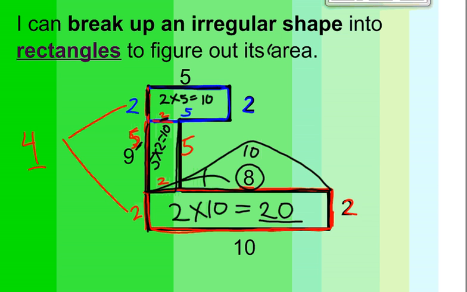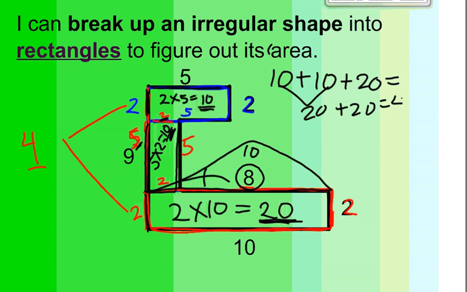Now I'm not done. What I have to do is I want the whole area of the entire shape. So I'm going to add my areas together. So my number sentence would be 10 plus 10, right? Here's my 10, here's my 10, and then there's my 20. All right, I know 10 and 10, that's 20, plus my 20 equals 40. And I must make sure if I'm calculating area that I write square units, because we're trying to figure out how many square units would fit inside to show the measurement of the inside of the shape. So my area equals 40 square units.